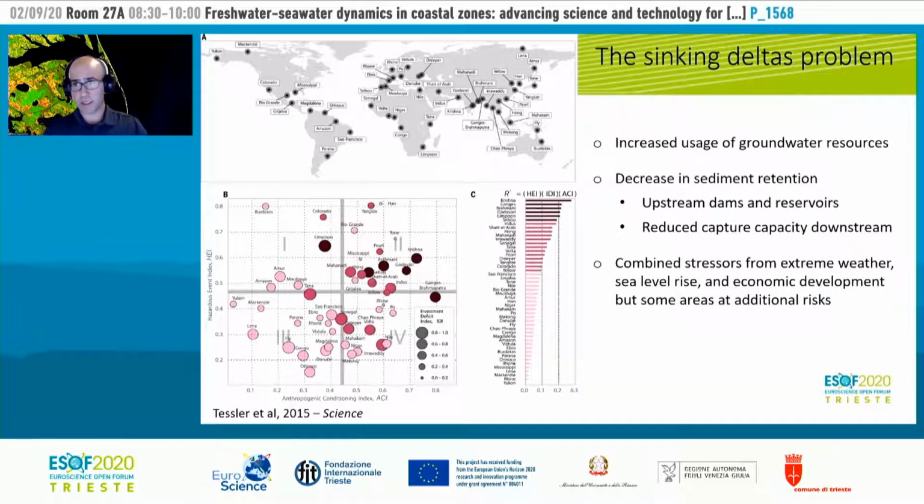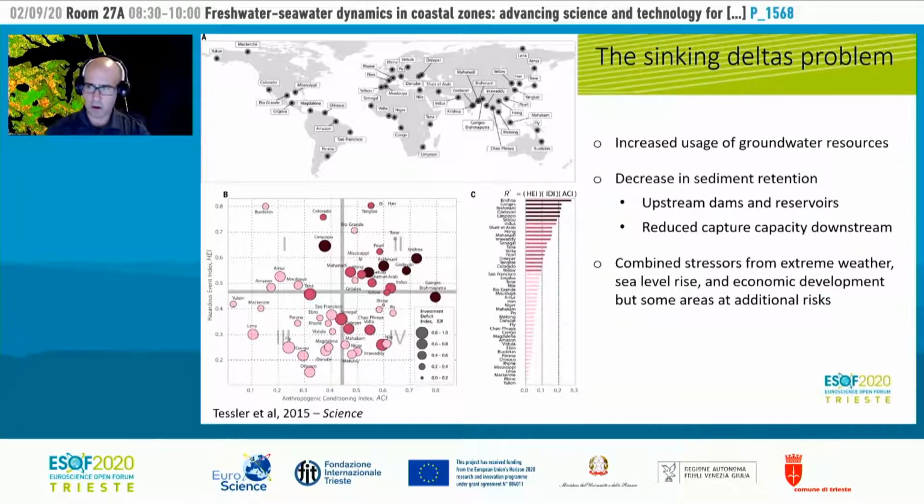And so again, we see this increase in groundwater resources that's extracting the water beneath the delta. We are decreasing the sediment retention. So there's not sediment coming down because of upstream dams and reservoirs. And as we lose those coastal wetlands, we're reducing the ability for the delta to hold on to sediment. So more of the sediment is just running off into the ocean rather than being captured and being able to keep pace with rising sea levels.